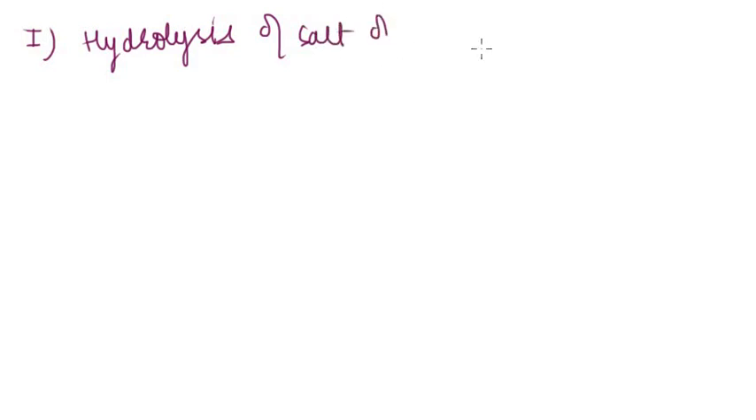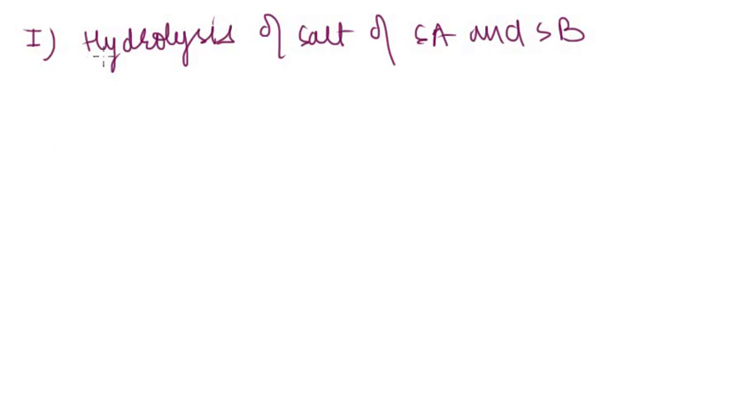Now, moving further, calculation of pH of salt, or we can say the hydrolysis of salt, or salt hydrolysis. The first case of hydrolysis of salt we're going to see is the hydrolysis of salt of a strong acid and a strong base, whenever we are mixing strong acid and strong base equally.